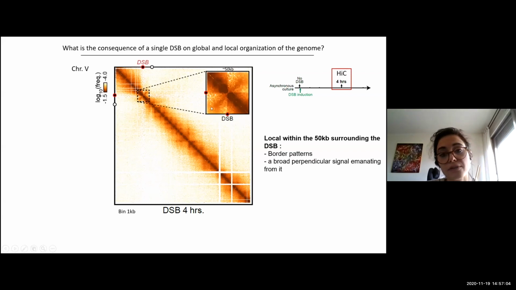Locally in the vicinity of the break, within the range of 50 kb, we observe two border patterns flanking the double-strand break site, and a perpendicular signal emanating from the break that may result from an increase of contact between both double-strand break ends.